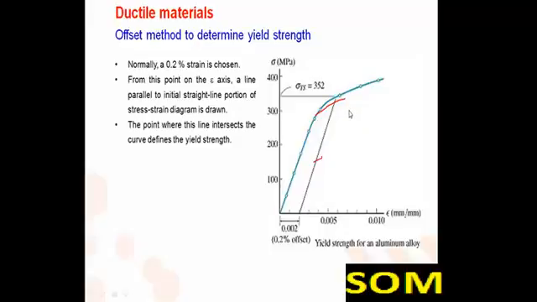In order to compute the yield strength, at a strain of 0.2%, draw a line parallel to the initial straight portion, and the point where this line intersects the curve is known as the yield strength of that material. This is the procedure for computing the yield strength in the case of aluminium.